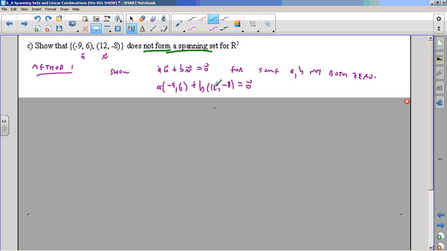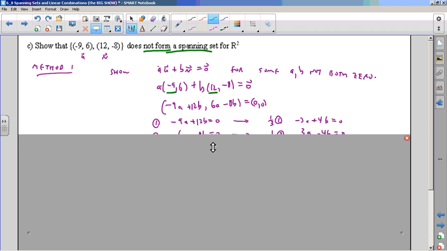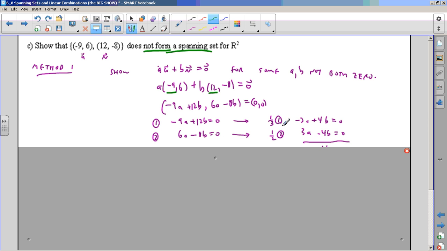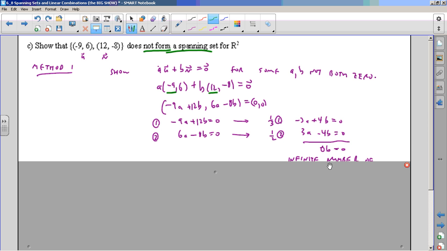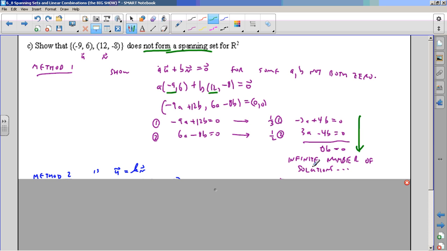And I get a little equation that I end up with. Distribute the a, distribute the b. I get an x coordinate equal to 0 and a y coordinate equal to 0. 2 equations, 2 unknowns. Solve, solve, solve. And I get that 0b equals 0. Essentially, when I use elimination, both sides are eliminated and the right sides are eliminated. So what does that mean? Any value that I pick for b is a solution. There's an infinite number of solutions.